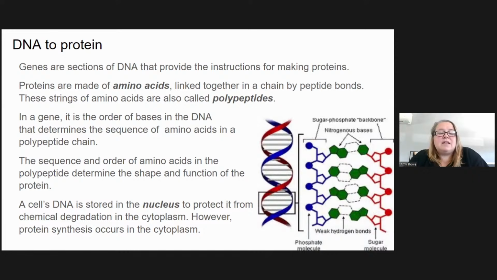We know that a cell's DNA is stored in the nucleus, and there are some really good reasons for that. It protects the DNA from chemical degradation in the cytoplasm. The cytoplasm has many enzymes, free radicals, and other molecules floating around in it that would easily damage and degrade our DNA. And our DNA is very, very precious to the cell. It contains all of the instructions for everything that the cell does. So we need to protect that very vital DNA code, and that's why it is stored in the nucleus.